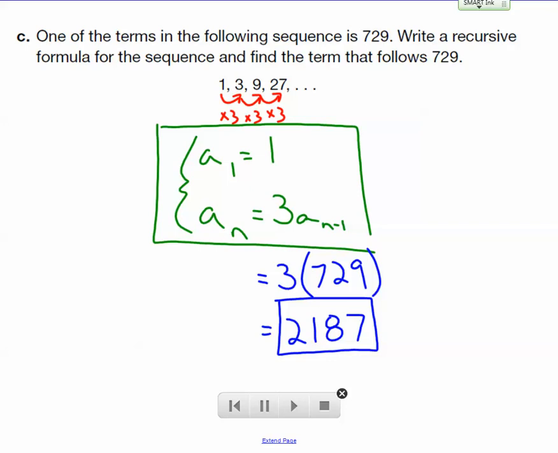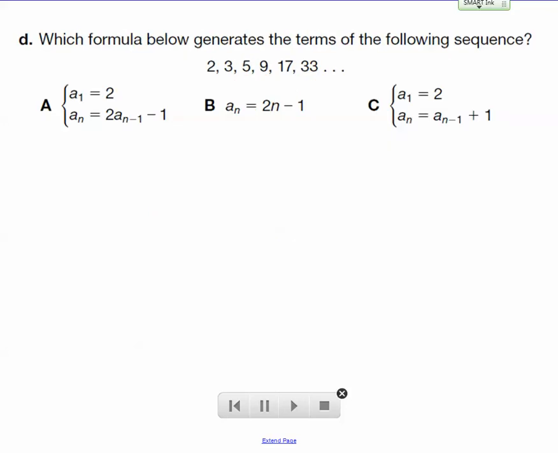Okay, last one. Which formula below generates the terms of the following sequence? So 2, 3, 5, 9, 17, and 33. Well, looking at choice A here, I kind of have to go choice by choice. Choice A, the first number is 2, and the first number of the sequence is 2, so that'll work.